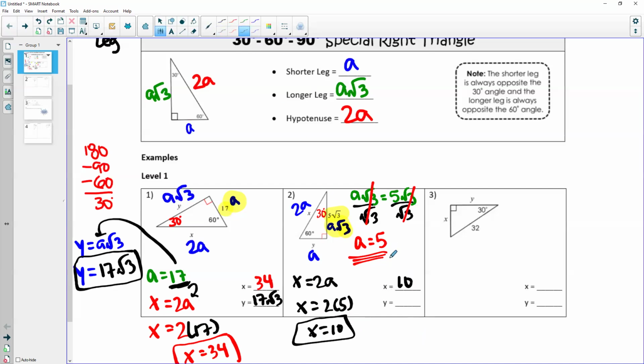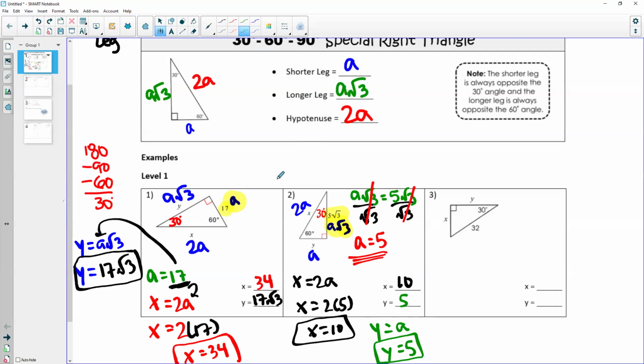We can use that same logic here to find the value of y. Well, y is simply equal to a. We found out that a is 5. So y is just 5. And there's our answers.